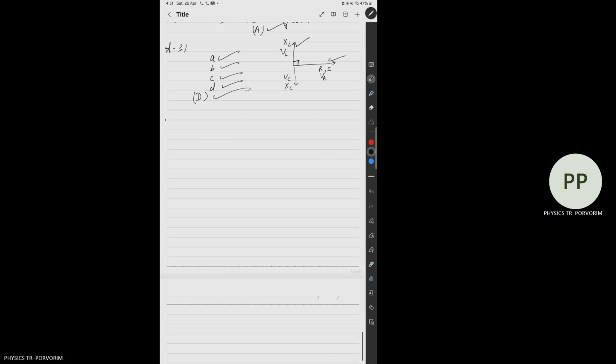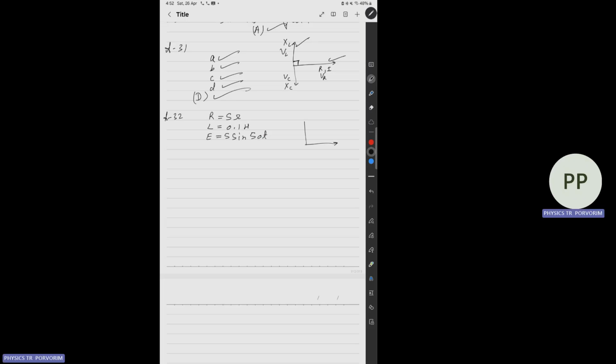The fourth one, 32. In this question, a 5 ohm resistance in an AC circuit with inductance 0.1 henry is connected with it in series. The equation of the LCR is given, what is the phase difference between the current and the voltage? So resistance given to us is 5 ohm and inductance is 0.1 henry connected in series. EMF is given as 5 sine 50t. Phase difference we have to calculate.